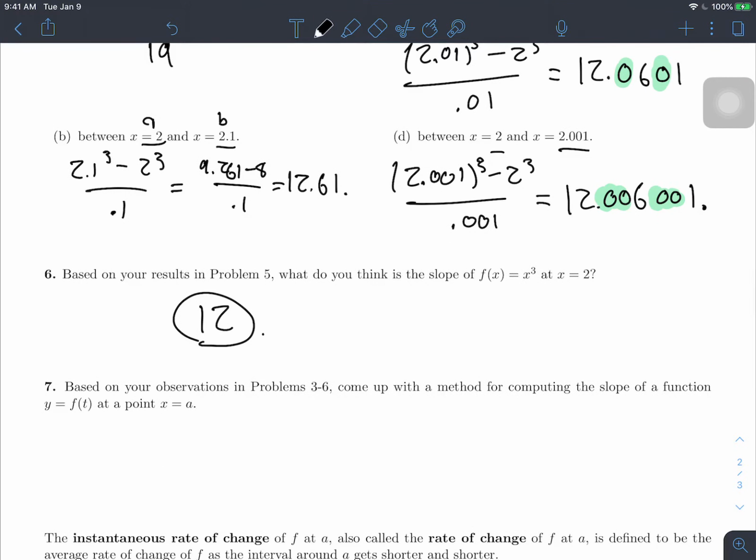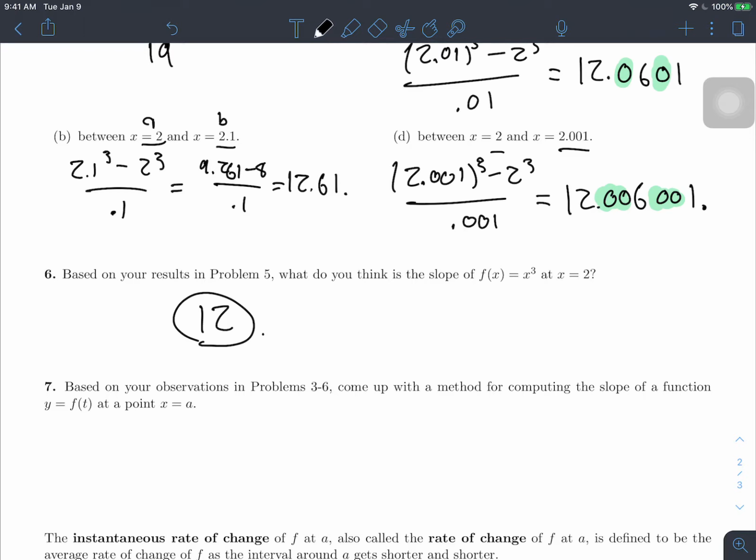So based on our observations in problems 3 to 6, let's try to come up with a method for computing the slope of a function y equals f of x at a point x equals a. Who wants to help me come up with a formal algorithm for what we're going to do to find the slope of a function at this point x equals a? I'm looking for someone to give me directions on how to proceed if I have some function and I want to find the slope of that function at some point a.